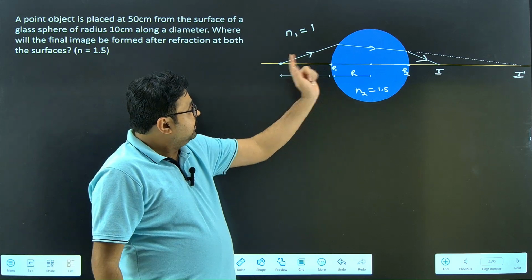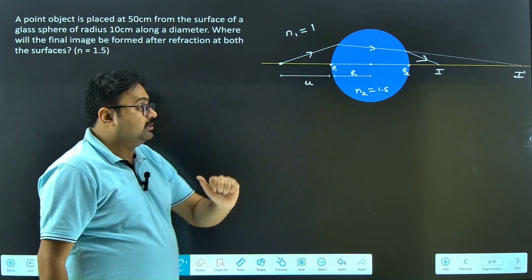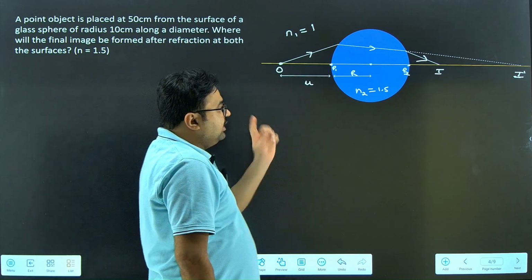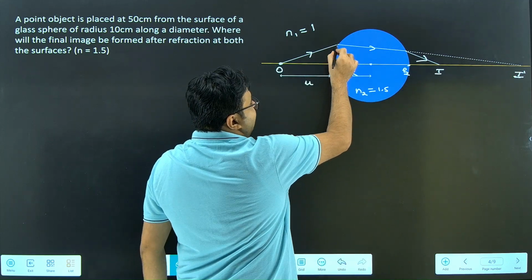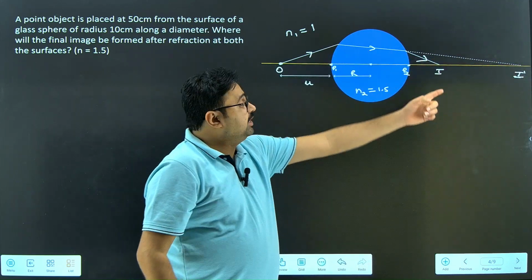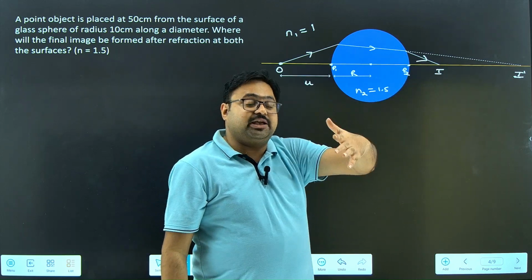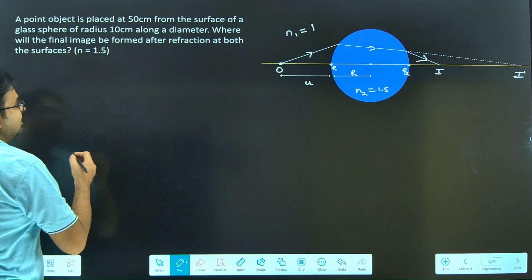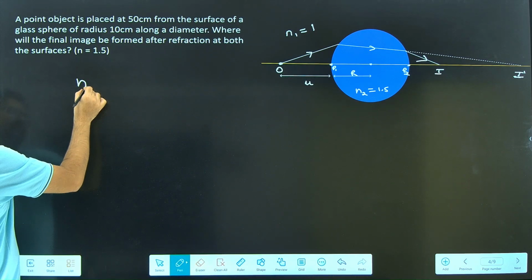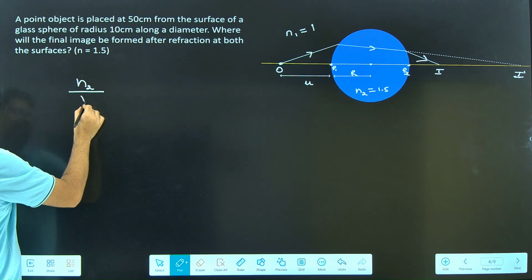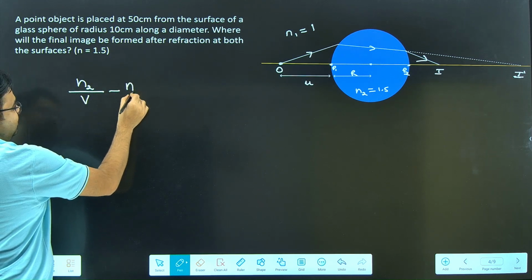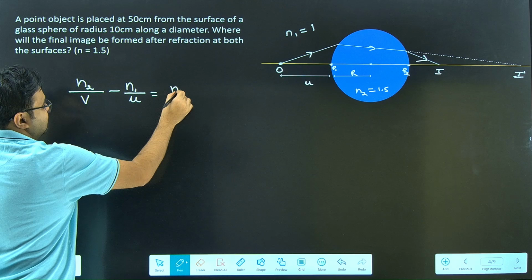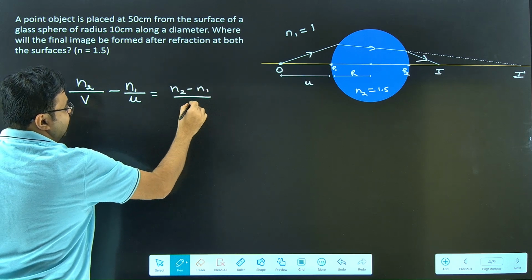For the first refraction, we shall write an equation. For the first refraction, the object is O, my dear friends, and image is I dash, because the refracted ray goes straight and intersects the principal axis there, because we can only do one refraction at a time. Let us take up the formula. What does the formula say? It says refractive index of the image medium divided by image distance minus refractive index of the object medium divided by object distance equal to difference in refractive indices divided by radius of curvature.